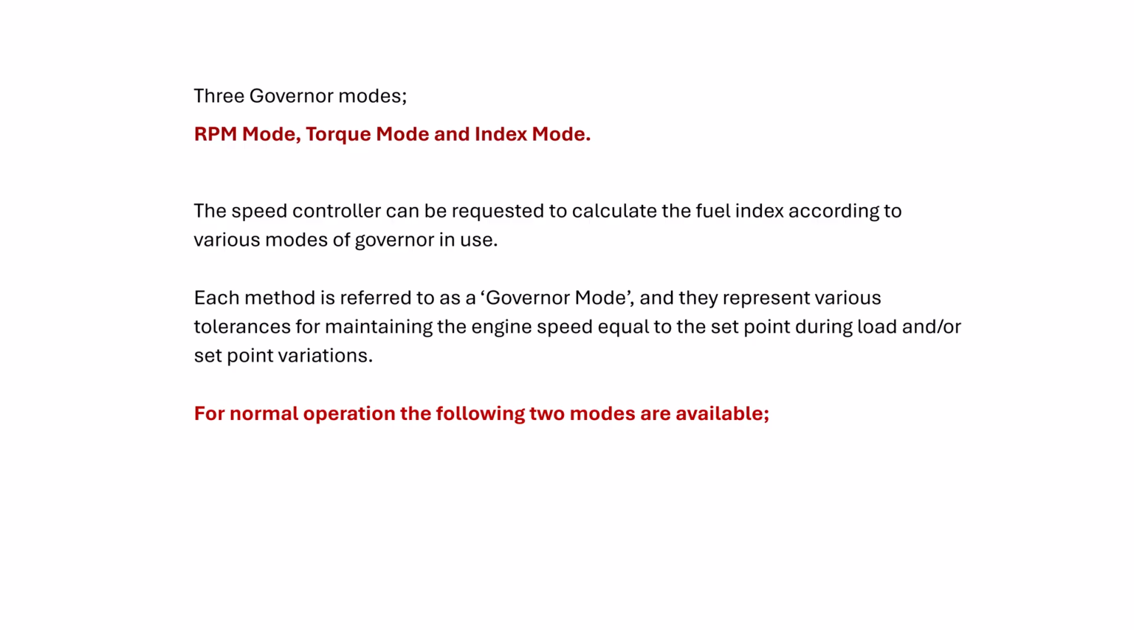Each method is referred to as a governor mode, and they represent various tolerances for maintaining the engine speed equal to the set point during load and or set point variation.